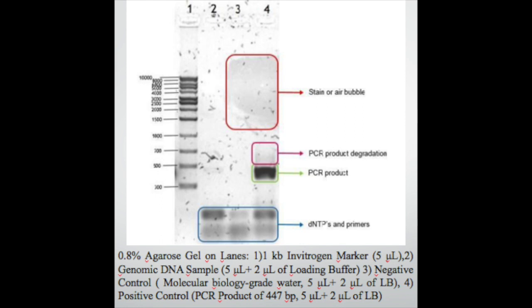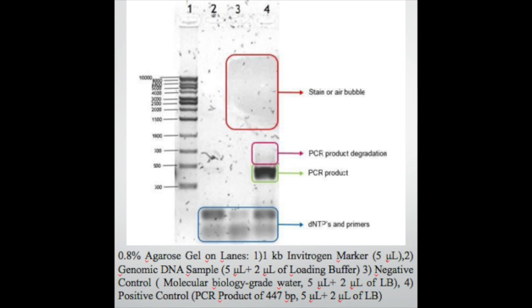And in color green we have the PCR product. This is in the band between 5000 and 3000. And in the color blue we have the dNTPs and primers. This is running further than the marker.